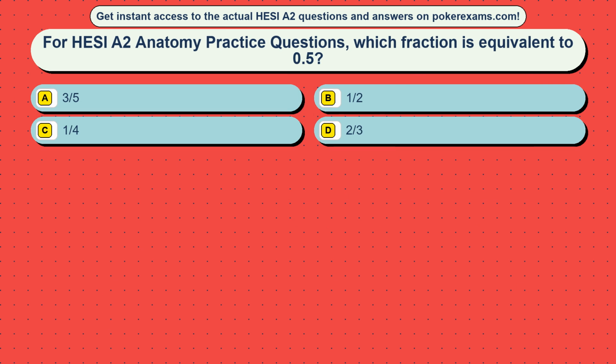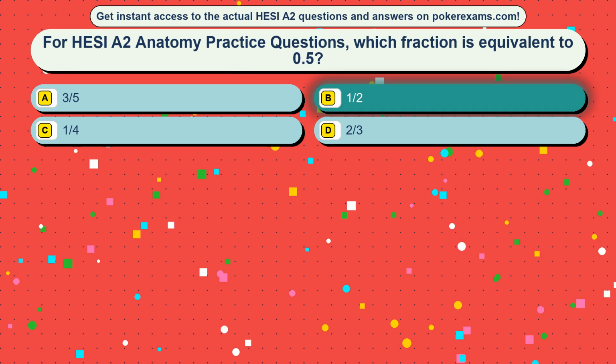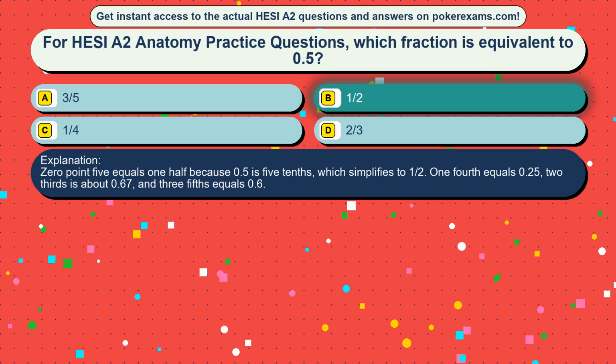Question 32. For HESI A2 anatomy practice questions, which fraction is equivalent to 0.5? Option A, 3/5, option B, a half, option C, the quarter, option D, 2/3. The correct answer is option B, a half. 0.5 equals 1/2 because 0.5 is 5/10, which simplifies to a half. 1/4 equals 0.25, 2/3 is about 0.67, and 3/5 equals 0.6.